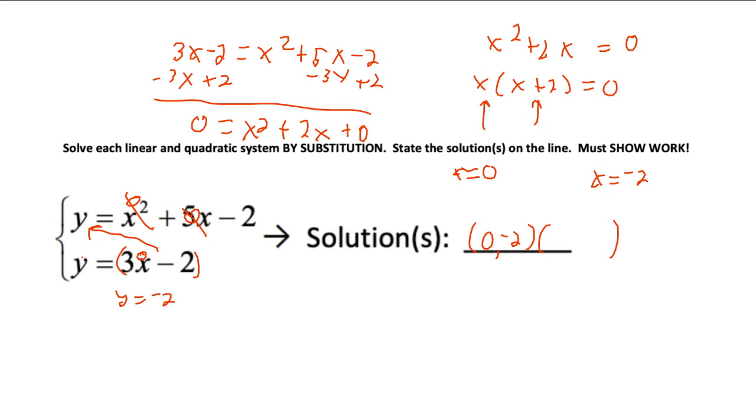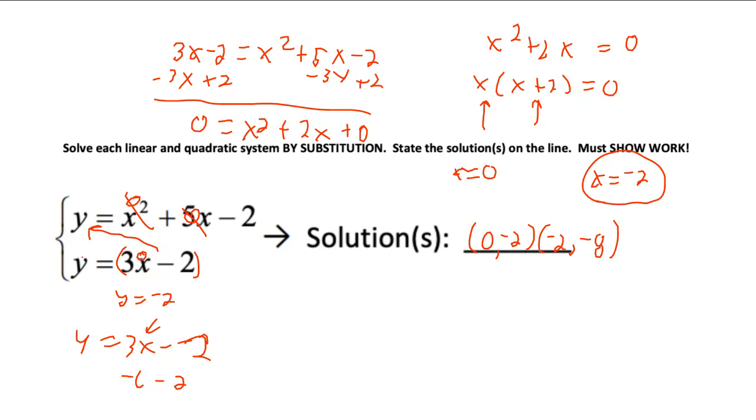Then I want to find out what my solution is at -2. So I put -2 in here. So y is equal to 3x minus 2. Oops, minus 2. So I'm going to put -2 in here. So 3 times -2 is -6. Minus 2, that's -8. So my second answer is -2, -8. Now, how can I check myself?